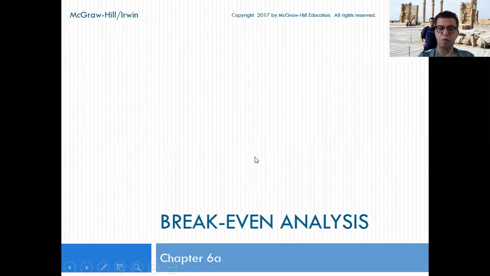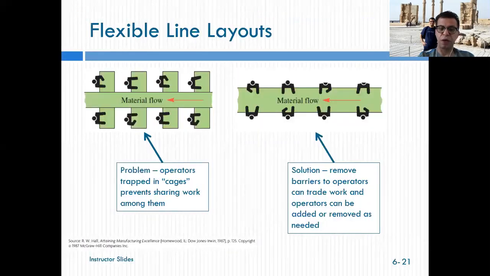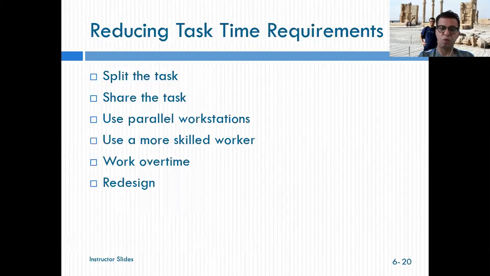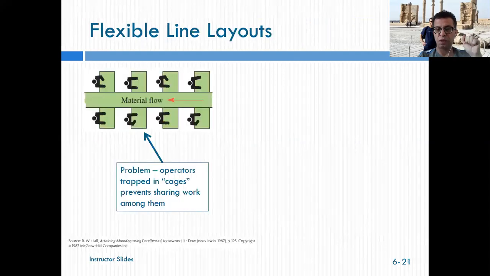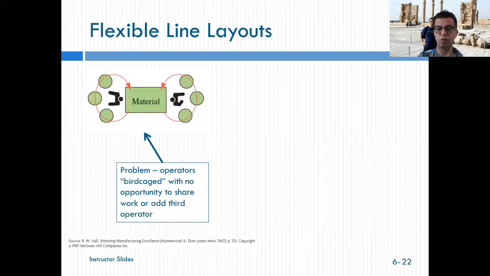One more thing after talking about these different shapes of setting up production. We said that we can split the task, share the task, use a parallel workstation, use a more skilled worker, overtime, give them more time, or redesign the shape. When we redesign the shape, here they cannot share the work, and here they can share the flow of work.